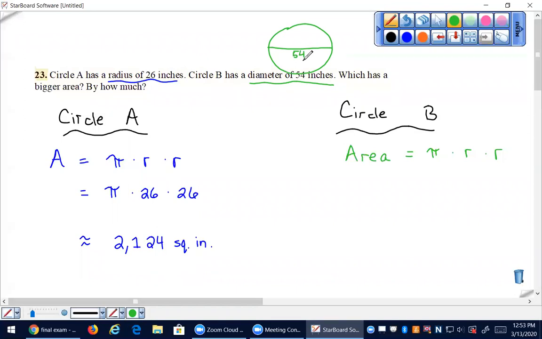Okay, so the diameter, so we need to find the radius. The radius is halfway across, so we're going to get 27 for the radius. So 54 divided by 2. Right. Okay, don't put an answer on yet. Let's see if they do it right.